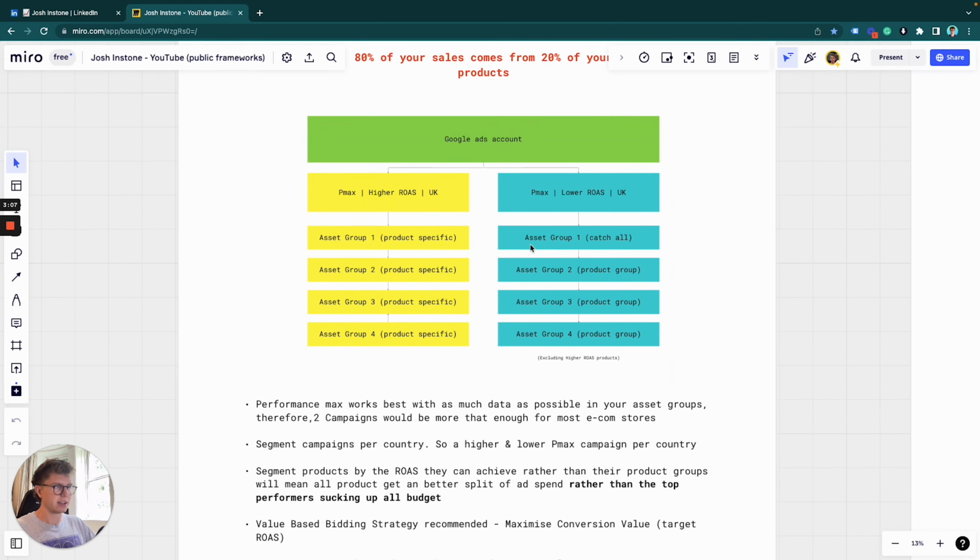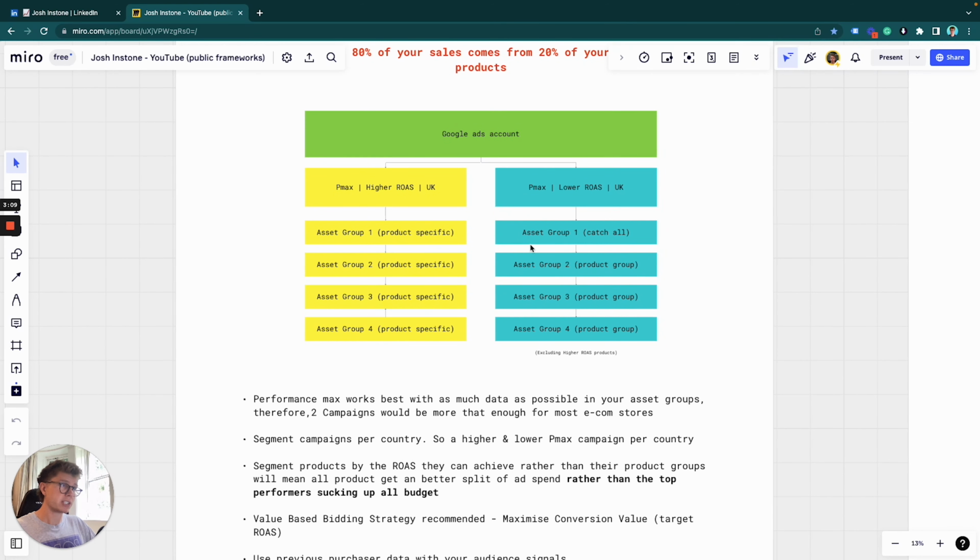Because we have more products in here, we typically put those into asset groups at product group level. So this one works at product-specific level, and this one works at product group level. These are a few examples of what we have. One asset group can be a catch-all and the other ones can be product groups. This one was also saying product specific, but I would also probably put a catch-all asset group in that as well.